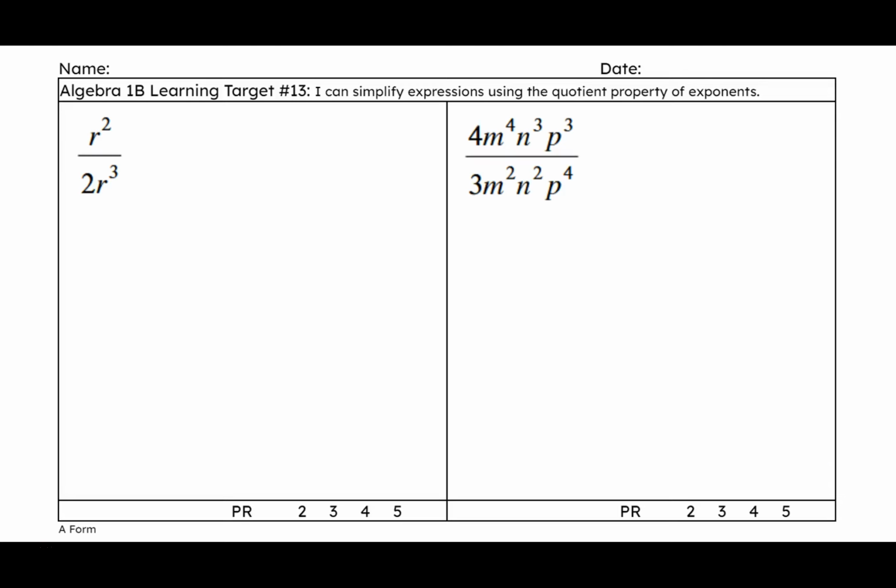This is Summer School High School Credit Recovery, Algebra 1B, and Learning Target number 13. I can simplify expressions using the quotient property of exponents. Fancy schmancy term that we're going to see what it actually means by expanding it out.